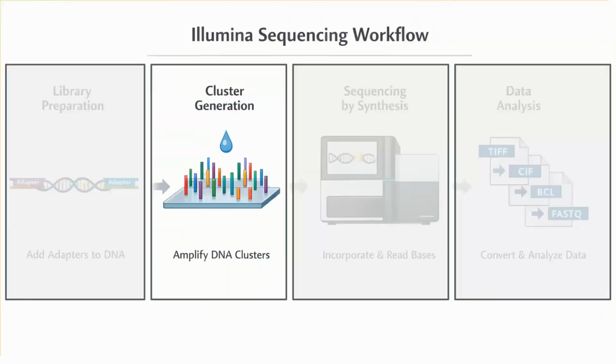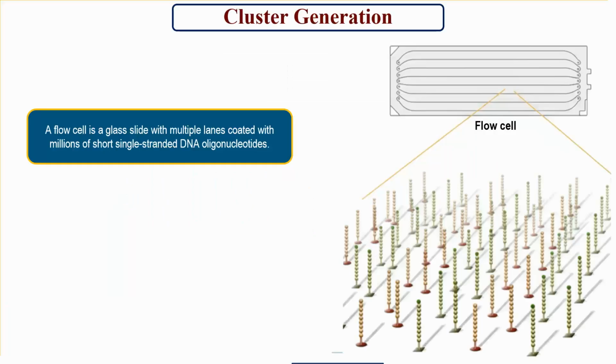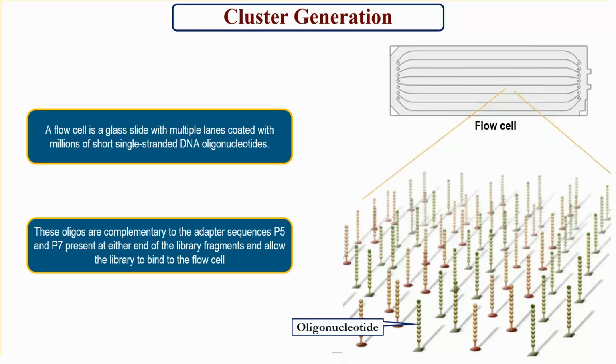Now let's move to the next step, flow cell and cluster generation. After library preparation, the sequencing library is loaded onto a flow cell. A flow cell is a glass slide with multiple lanes coated with millions of short single-stranded DNA oligonucleotides. These oligos are complementary to the adapter sequences P5 and P7 present at either end of the library fragments and allow the library to bind to the flow cell.